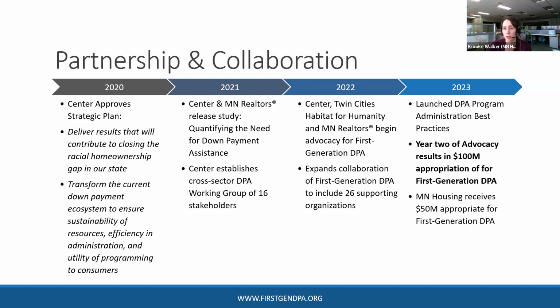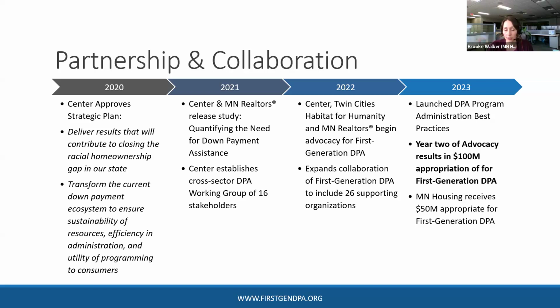As a result of our strategic plan and this study, the center established a cross-sector DPA working group of 16 stakeholders. Out of that working group came a lot of things. It also came an advocacy agenda in terms of how might we get the state to invest in down payment assistance, and how might we do it in a way that helps us reach those who have been left out. So the Minnesota Homeownership Center, Twin Cities Habitat for Humanity, and the Minnesota Realtors got together behind some advocacy and went to the legislature and made this ask for first generation down payment assistance.